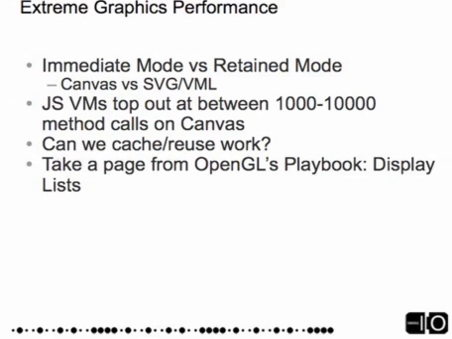However, for Canvas, there's also a problem. The JavaScript VMs I've tested usually top out at about 1,000 to 10,000 method invocations on the underlying Canvas object before frame rates suffer significantly. So the question is, can we do better? Can we render more by caching and reusing our work somehow? And the answer is we can if we borrow a page from the playbook of OpenGL, which is one of the preeminent 3D graphics APIs.